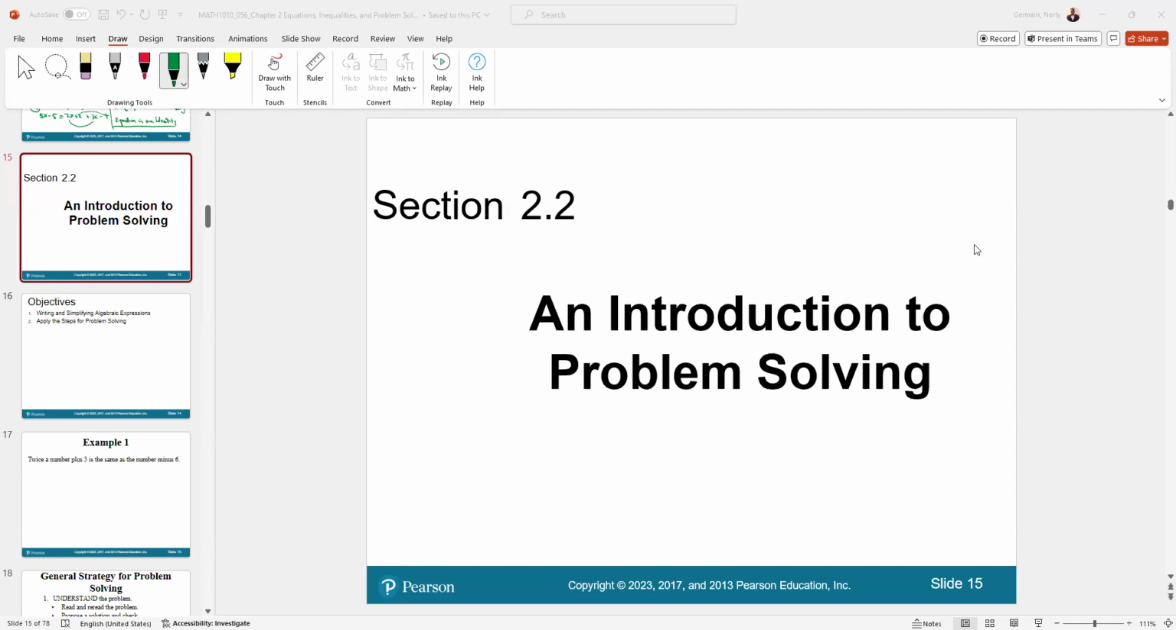We come back with chapter 2, equations, inequalities, and problem solving. We're still using the same book, Intermediate Algebra by Elayn Martin-Gay, 8th edition. In this video, we're going to go over section 2. Remember, in section 1, we went over linear equations in one variable. So in this section, we're going to introduce you to problem solving.